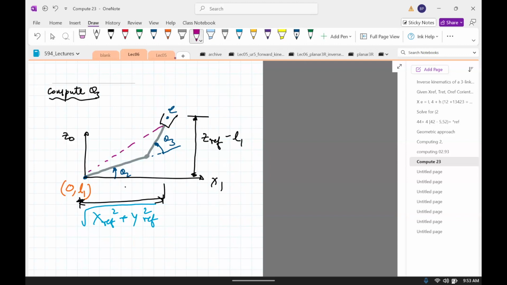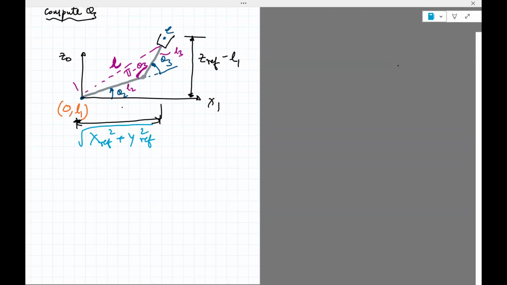Okay, this side is L2, this side is L3. This angle is going to be pi minus theta 3. And then let's call this length L, it's unknown. If you remember, there's something called the cosine rule in a triangle. The cosine rule states that L squared equals L2 squared plus L3 squared minus 2 L2 L3 cosine of pi minus theta 3. So it just relates the sides with this angle, which is opposite to L.